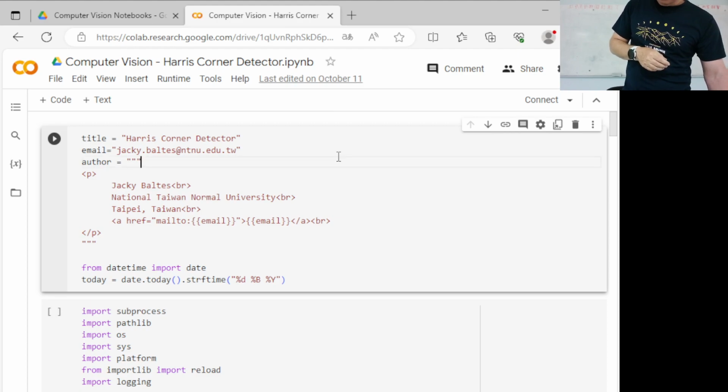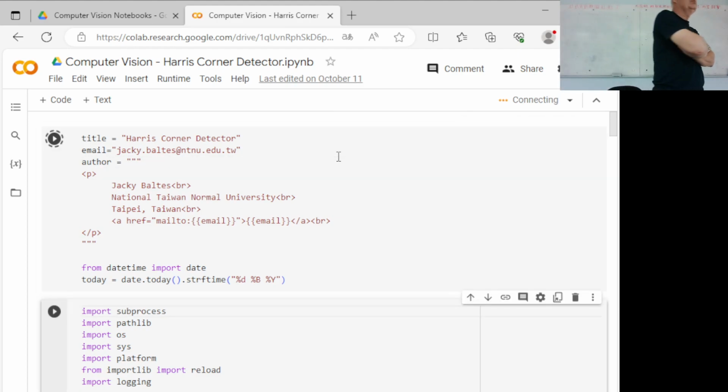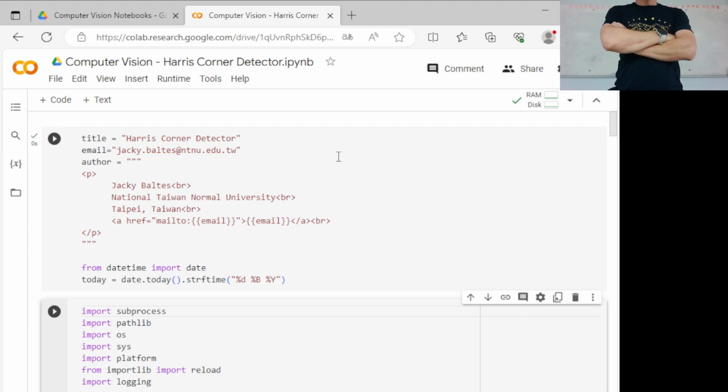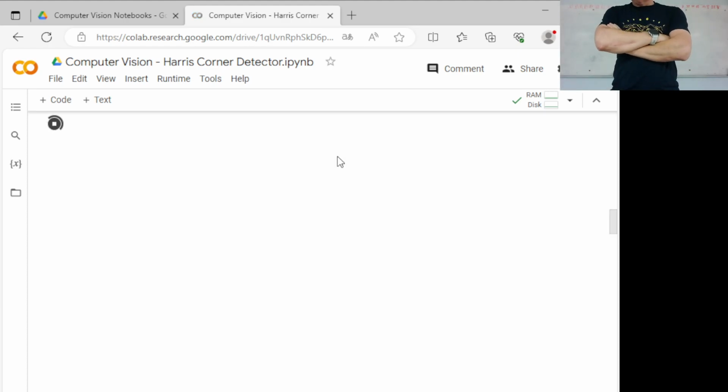So today we want to talk about the Harris corner detector because we talked about different ways to identify edges. We talked about the Sobel, the first order operator, and the Laplace, the second order operator, in order to detect edges. Now we're going to look at corners.